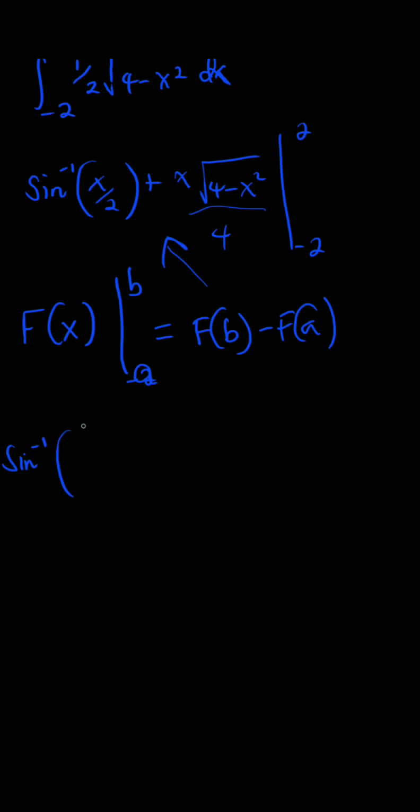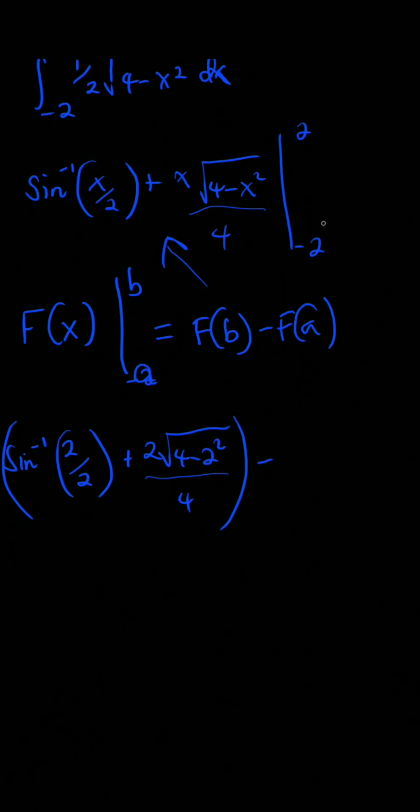So this will give us the sine inverse of, where there's x, we put the upper limit, which is 2, so 2 over 2, plus 2 multiplied by the root of 4 minus 2 squared over 4. So that's the first part. Then we say minus the same thing, and we just substitute x with the lower limit, which is negative 2. So writing the same values, but where there's x, we put the lower limit, negative 2.